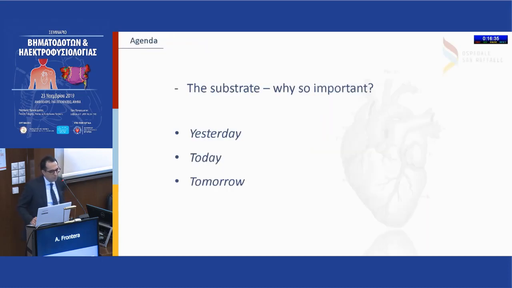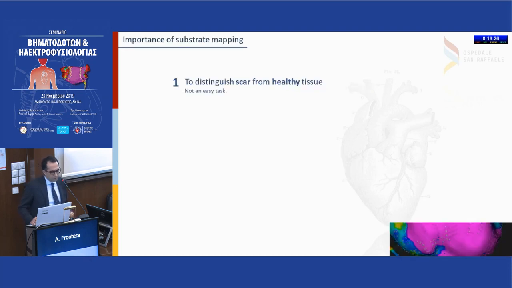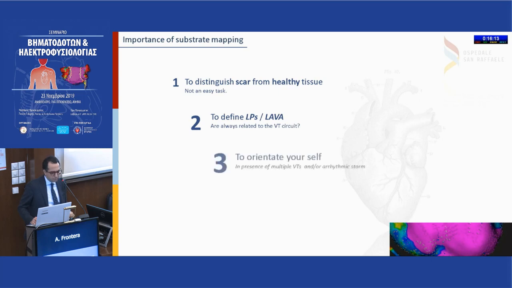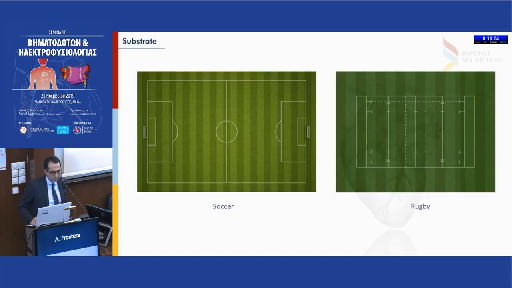So the agenda of today will be why the substrate is so important. So yesterday, how was it? How is it today? And how will it be tomorrow? It's very important to define the substrate mapping because first, you have to distinguish where the scar is and where the healthy tissue is. And then you have to understand where the late potentials and LAVA are. And then you have to orientate yourself in the chamber of interest. And then because you want to improve the long-term outcome of VT ablation.